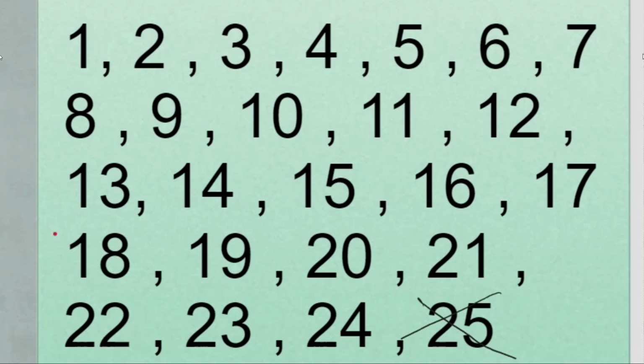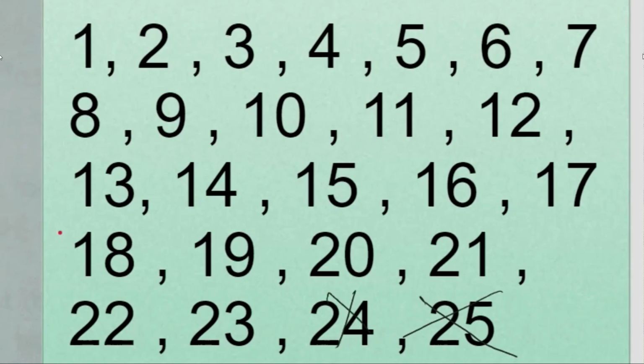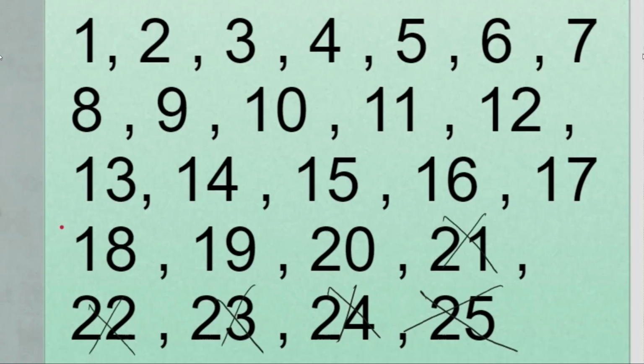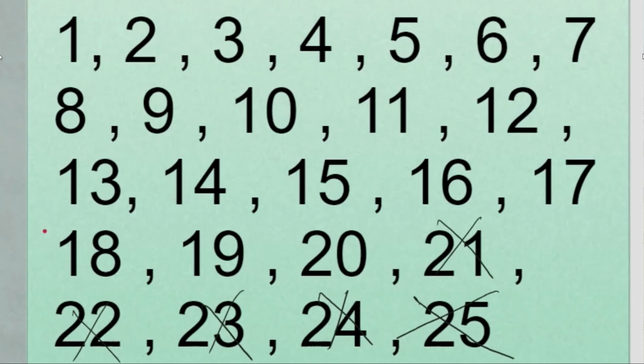So I have listed down all the numbers from 1 to 25. 25 is not included, so we will cross all those which are not included. 24 is also not included as it is not divisible by 5. 23 is not included. 22 is not included. 21 is not included. As 21, 22, 23 and 24 are not divisible by 5.